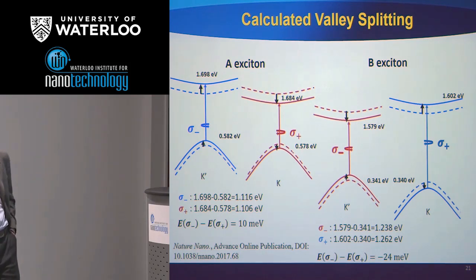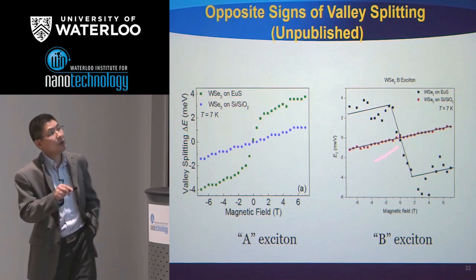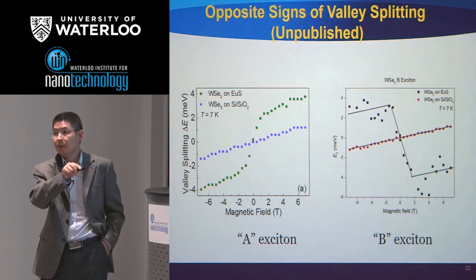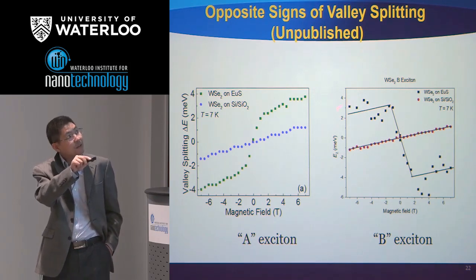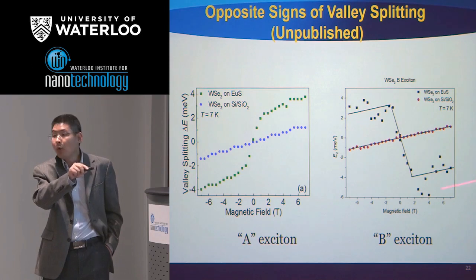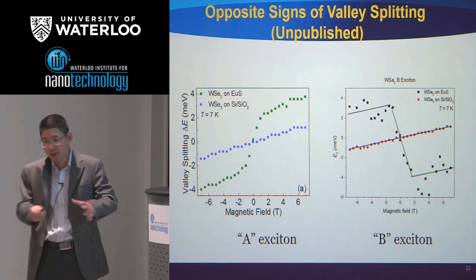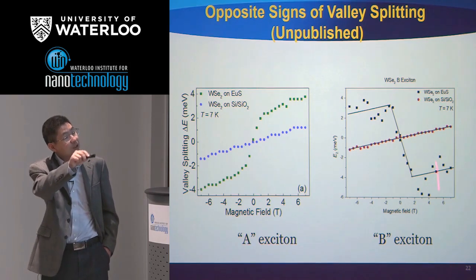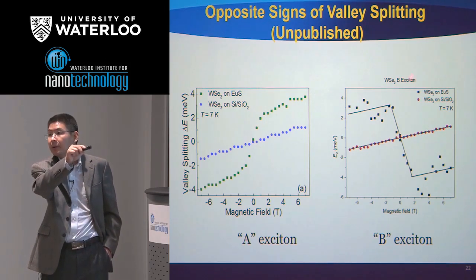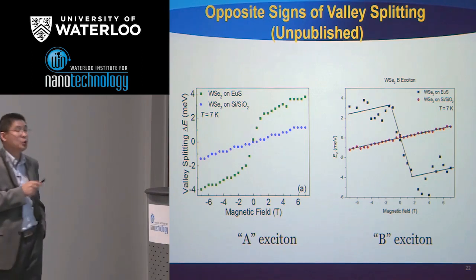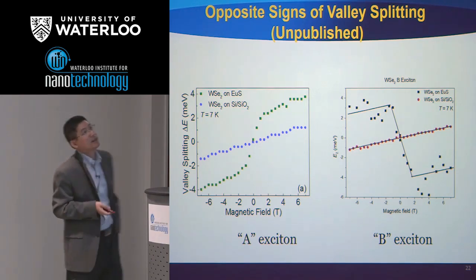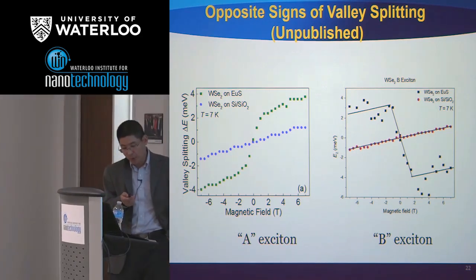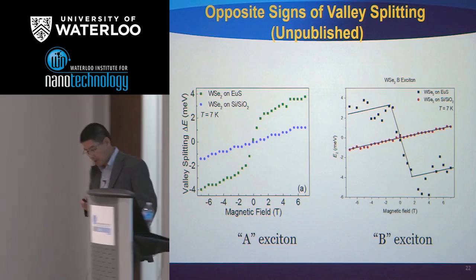Now, what's the reality? We measured recently the B exciton transitions. And indeed, aside from these noisier data points, because the B exciton transition is a lot broader, you see this inverse slope, suggesting that this B exciton does have the opposite sign. So we are very happy about this consistency between the theory and the experiment.